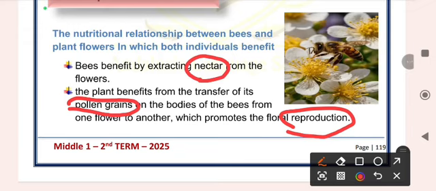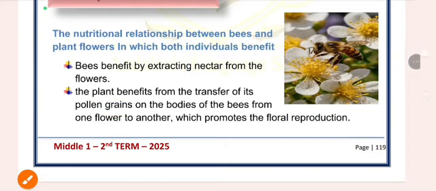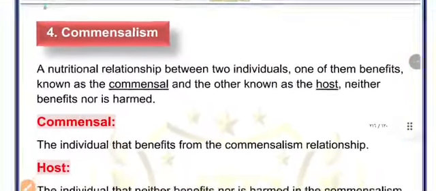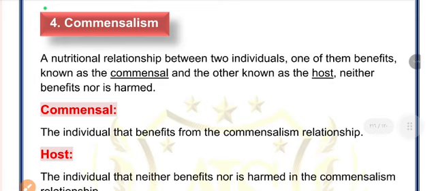Okay? Bee takes the nectar from the flower while the plant reproduces, or makes new individuals, by transferring the pollen grains by bee, okay? So two of them benefit. Okay, commensalism, the last relationship between two individuals.